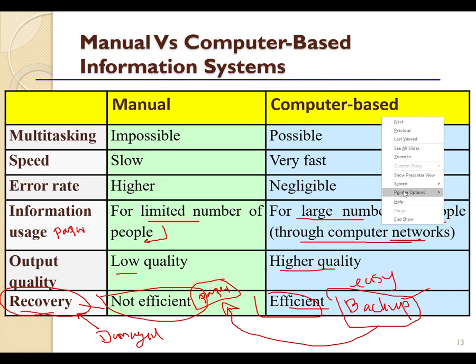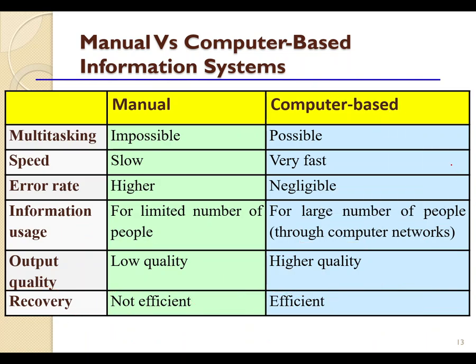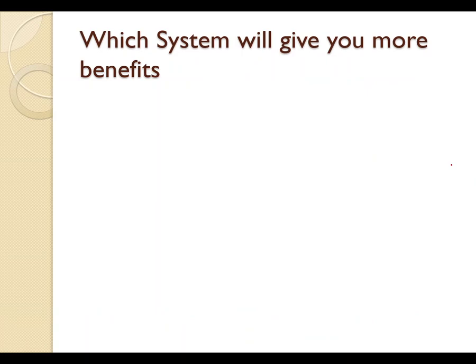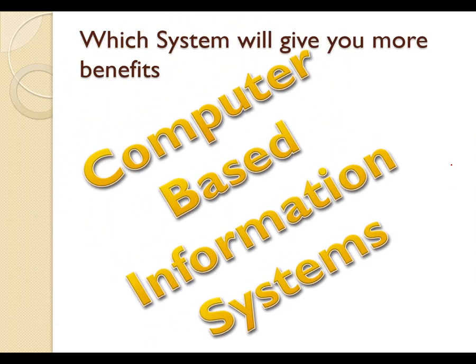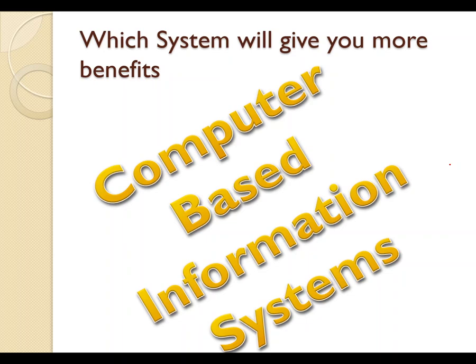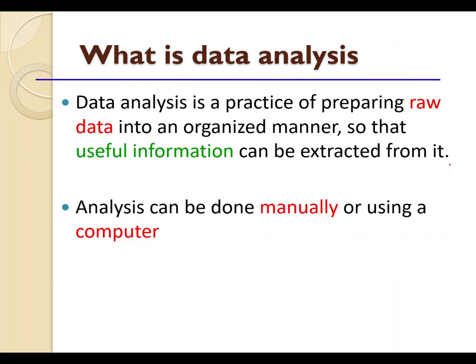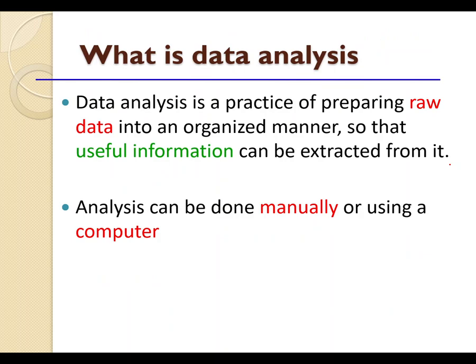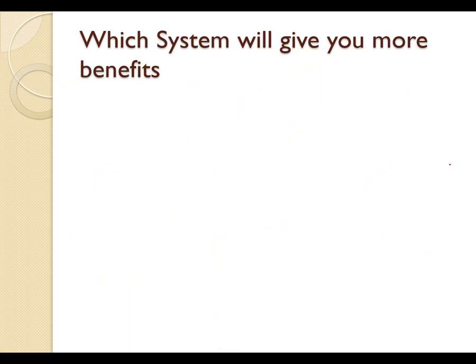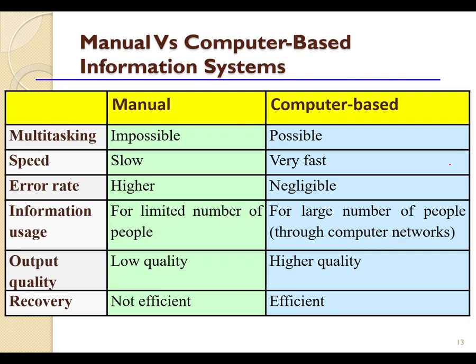I think you are clear. Right. So that's about the comparison between computer-based and manual systems. Which one is better then? Computer-based information systems are highly efficient regarding the work. Right. Then we recommend continuing the analysis of data using computers to achieve these features that we went through earlier.